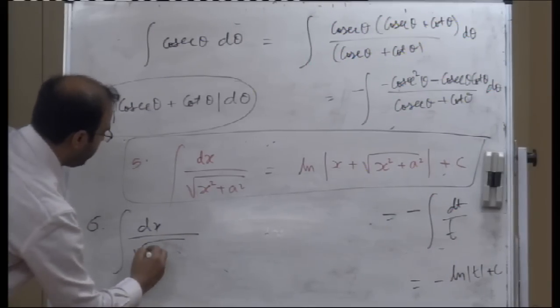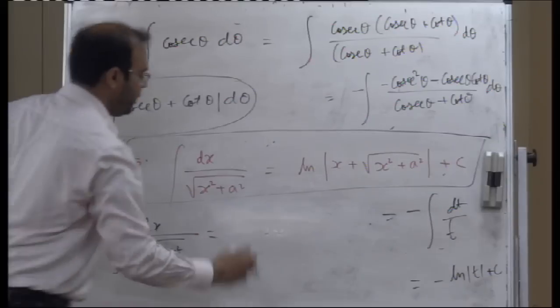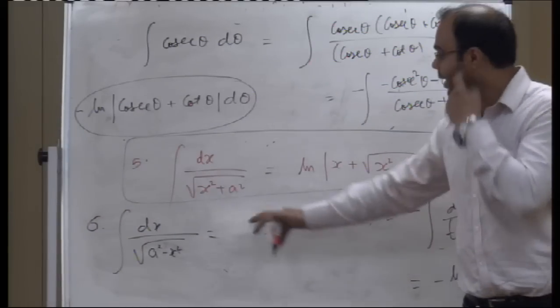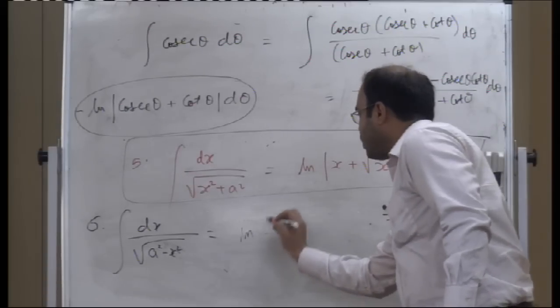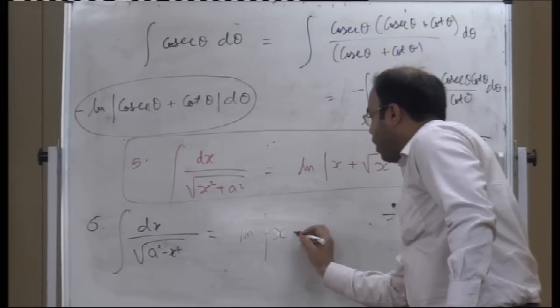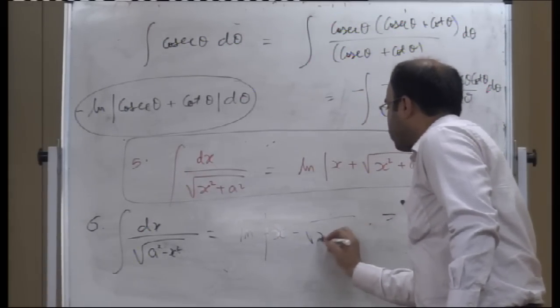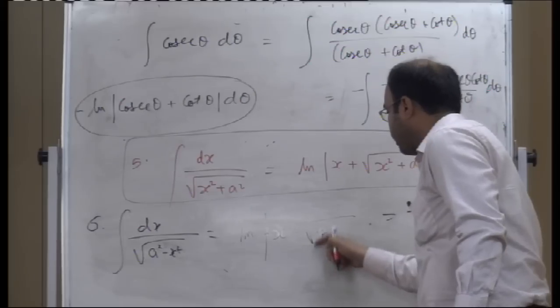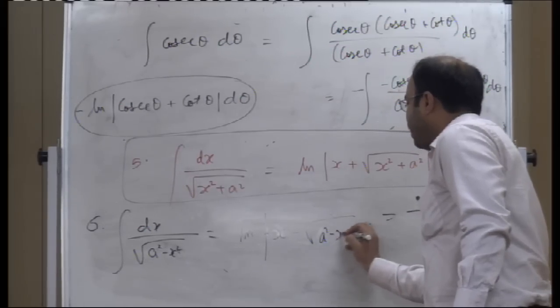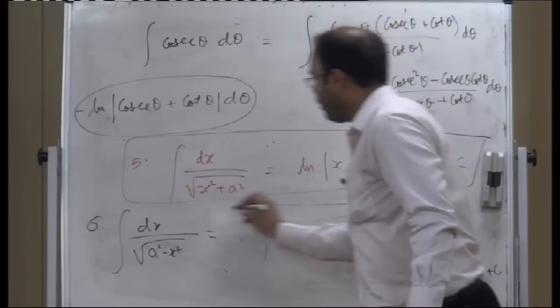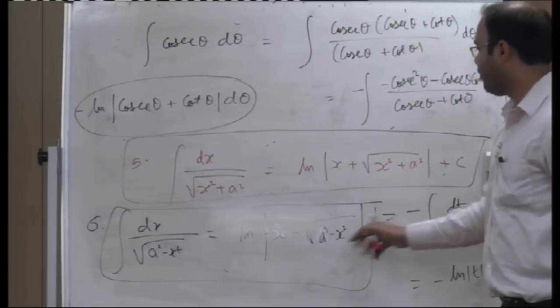You have to do a square minus x square. Integral of this is log of mod of x minus root over a square minus x square. You can even cross-check this result. If you get confused, you just differentiate this one.